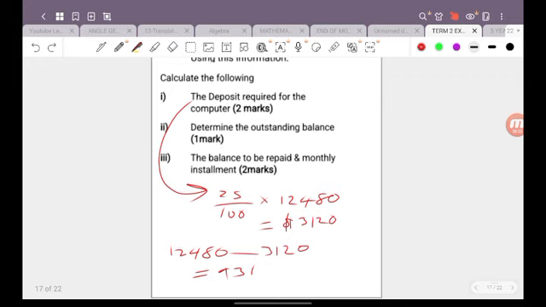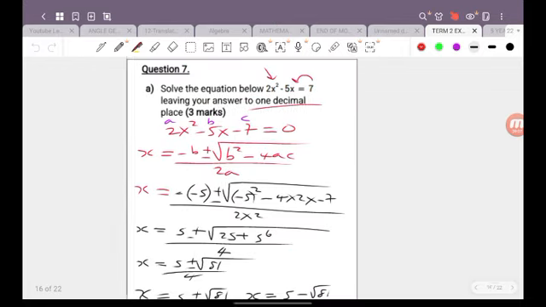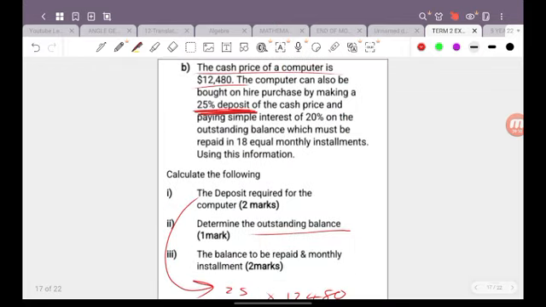All right, simple question, but a lot of students, as I stated, have problems interpreting this kind of question at the CSEC level, believe it or not. Now the next part is the balance to be repaid. Be very mindful, because outstanding balance is the amount that is still owing after you have made your deposit, but the balance to be repaid is after they have added their interest, because you still owe them.